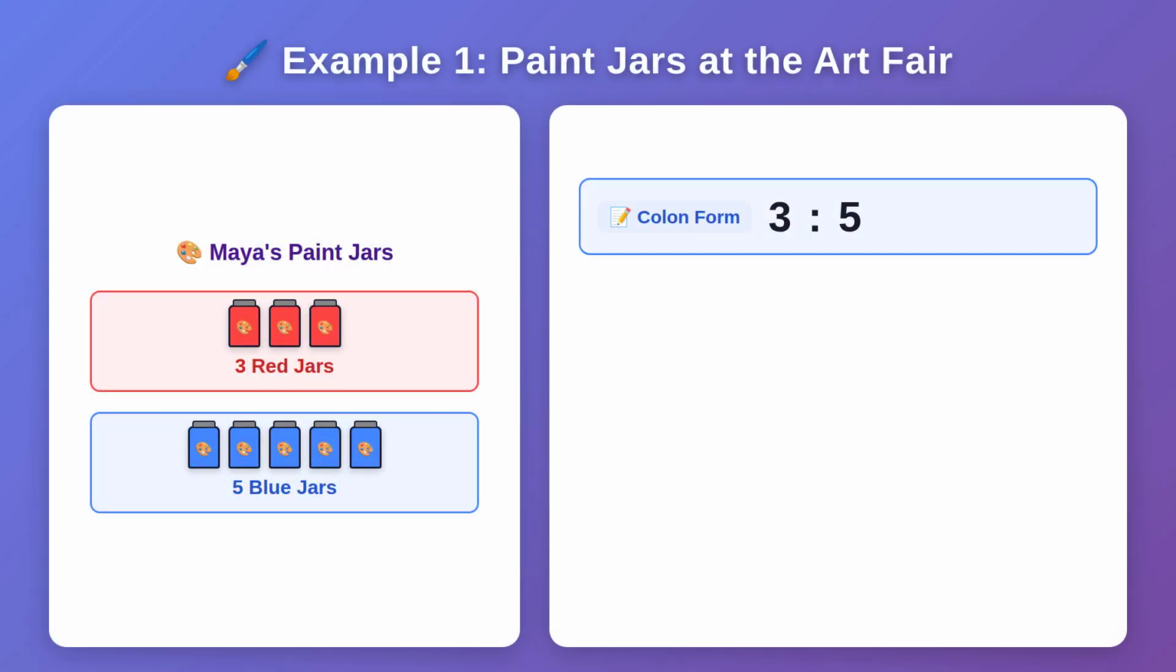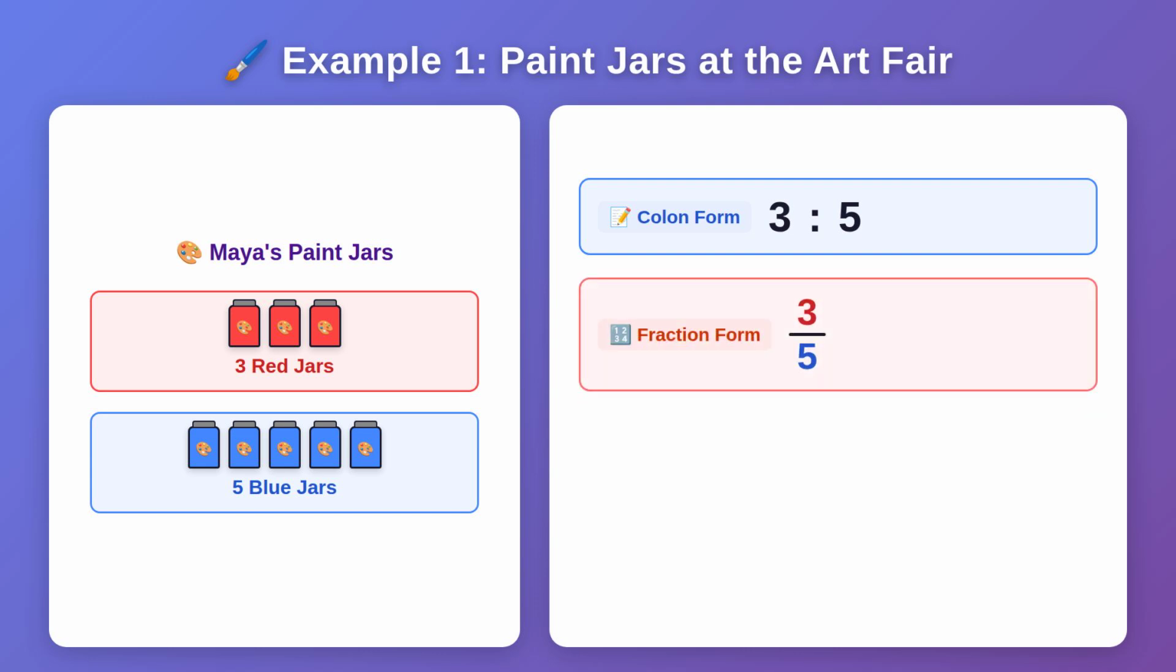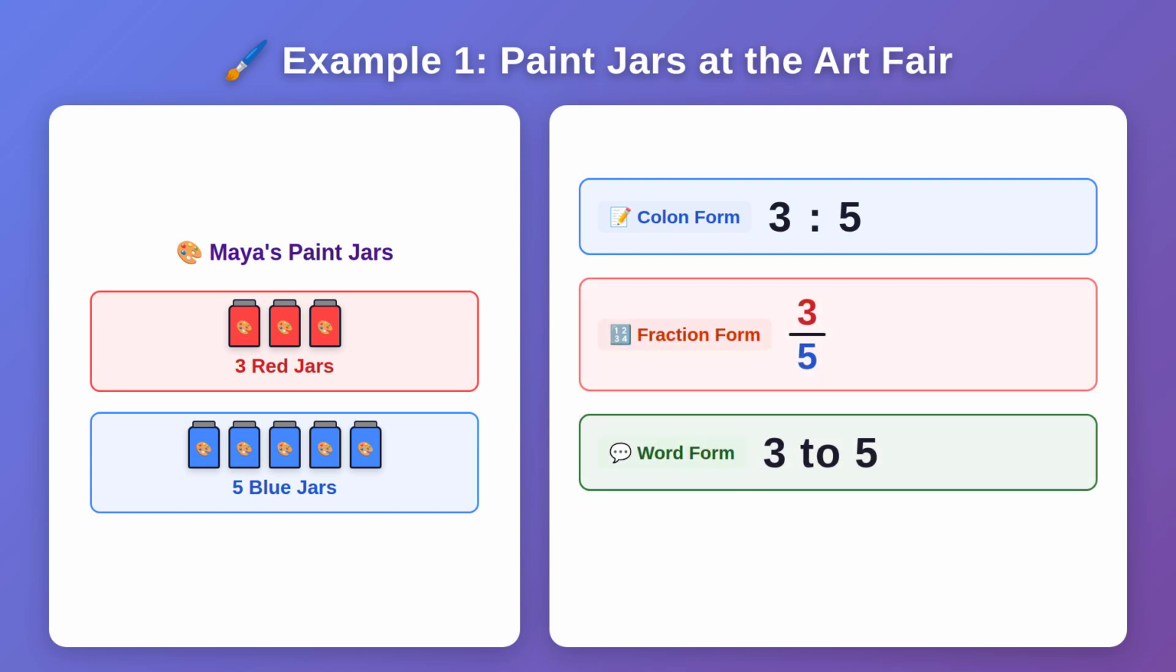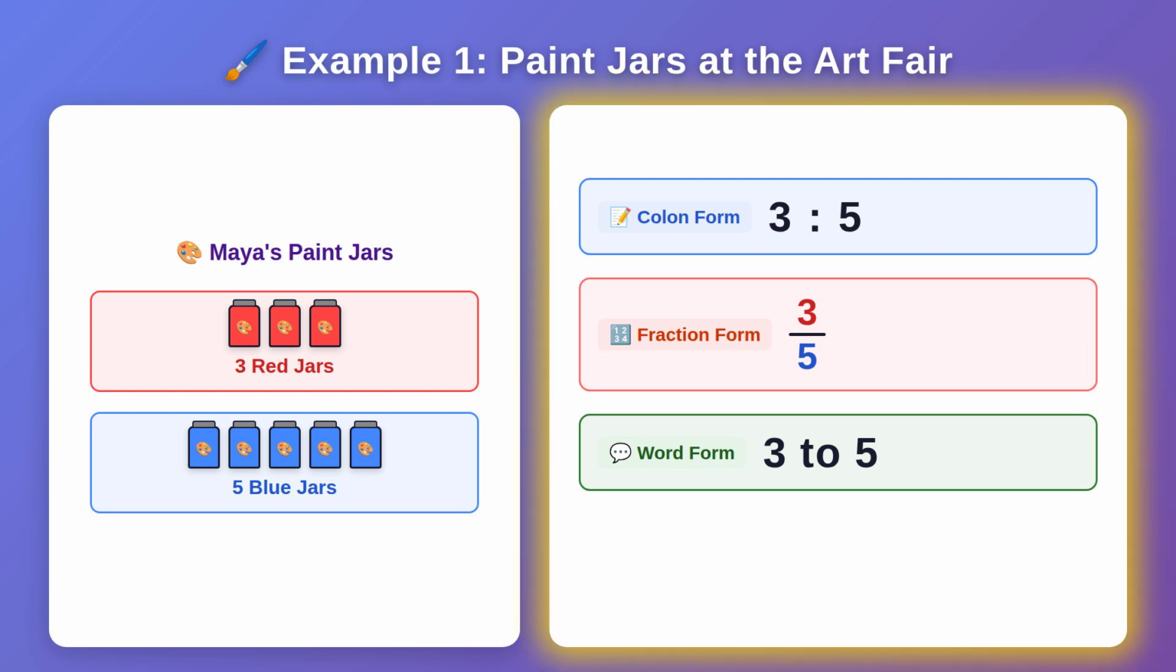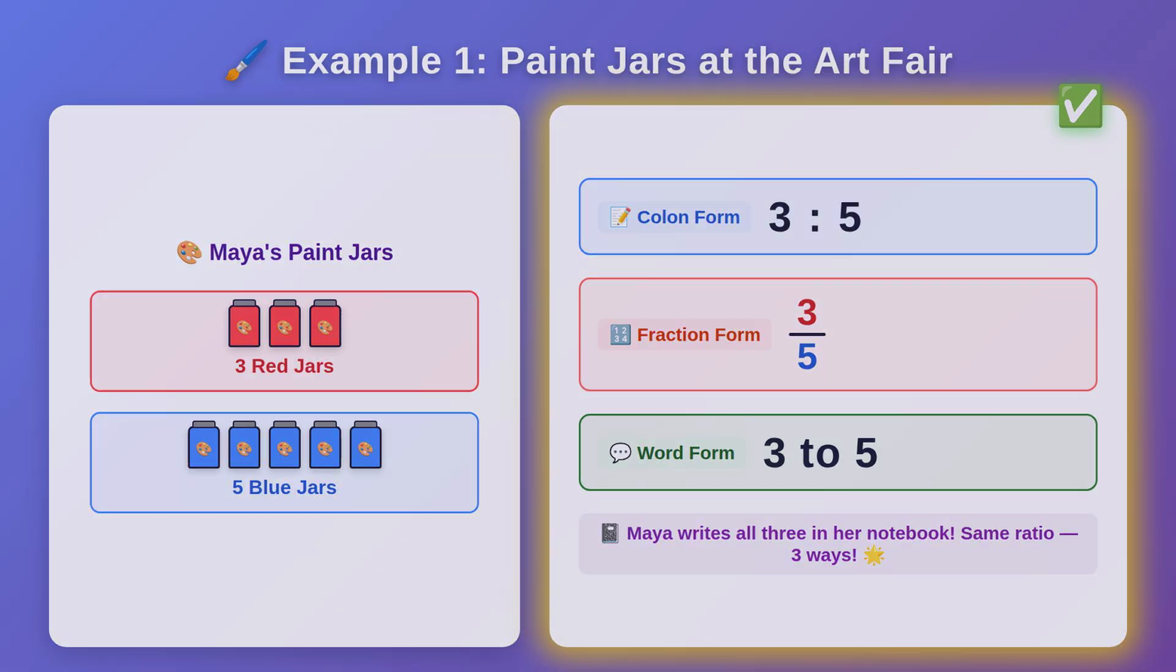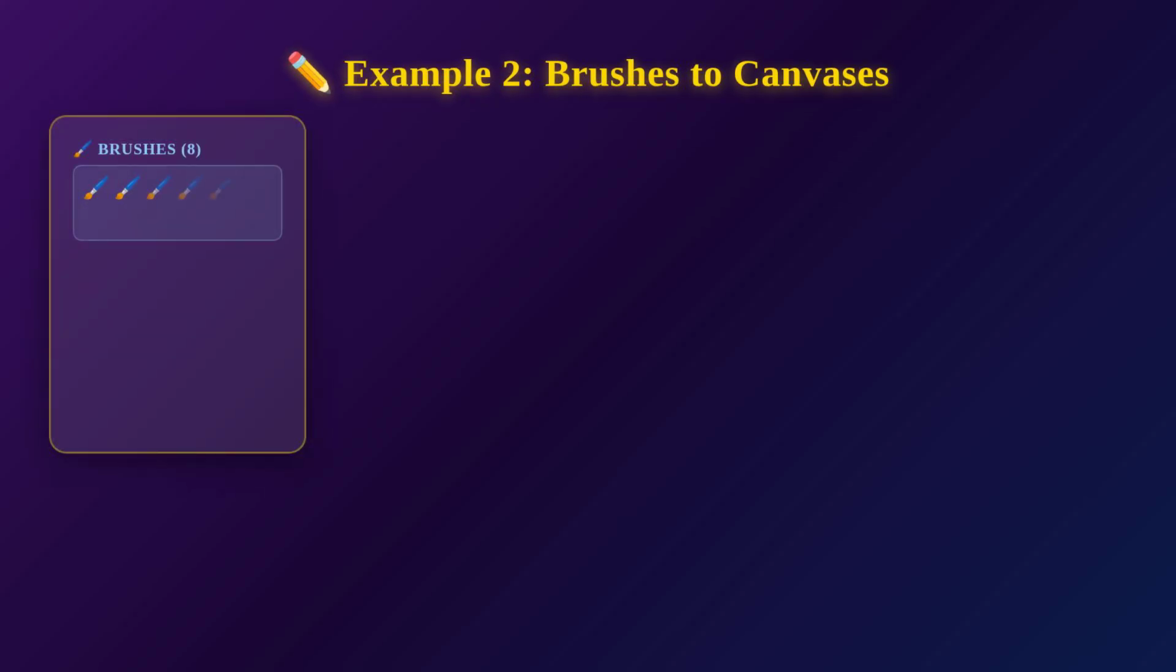All right, let's help Maya write her first ratio. She has 3 red jars and 5 blue jars. The ratio of red to blue, here we go. Colon form, 3:5. Fraction form, 3/5, with red on top and blue on the bottom. Word form, 3 to 5. And there it is. 3 forms, 1 ratio. Maya smiles and writes all 3 in her notebook. That's it. Every ratio you ever meet can be dressed up these same 3 ways. You've got the first one down.